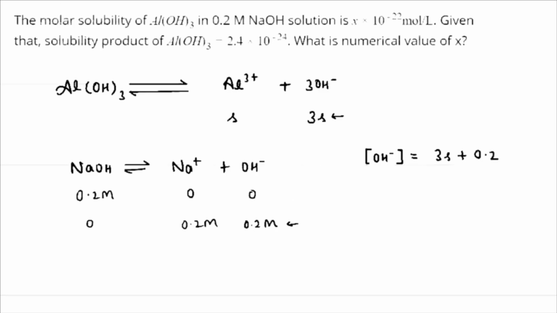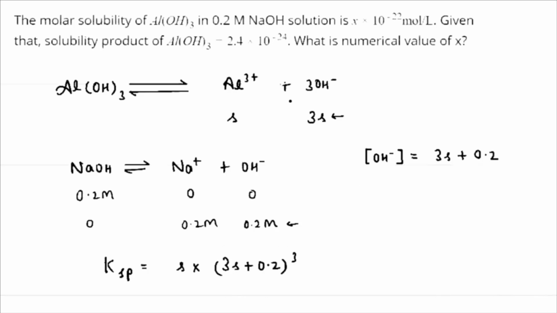Now we write the value of KSP. So which formula is KSP? KSP is the concentration of the Al3 plus ion, which is equal to S, multiplied with the concentration of OH raised to the power 3. So the concentration of OH is 3S plus 0.2, whole raised to the power 3. This is the equation we are solving.